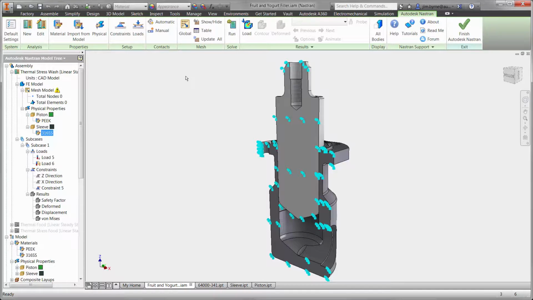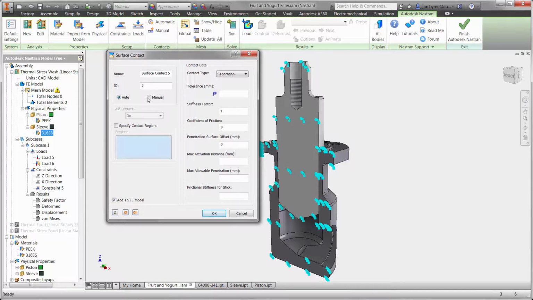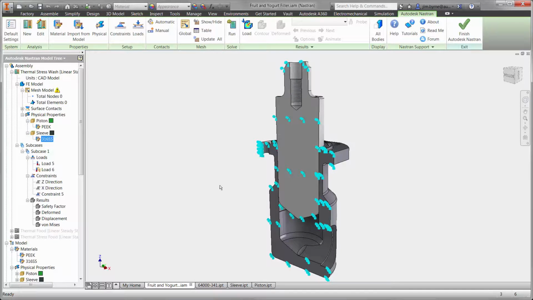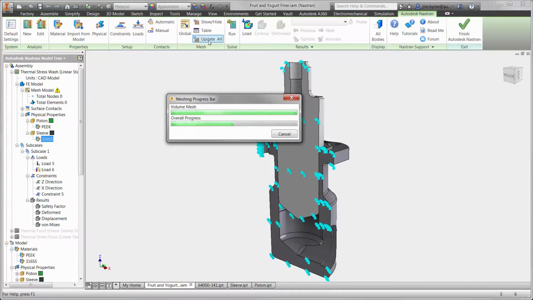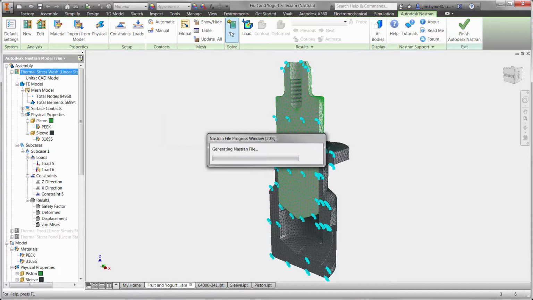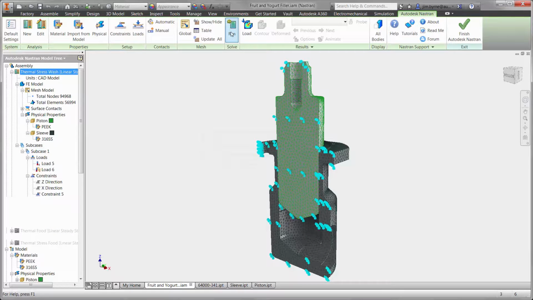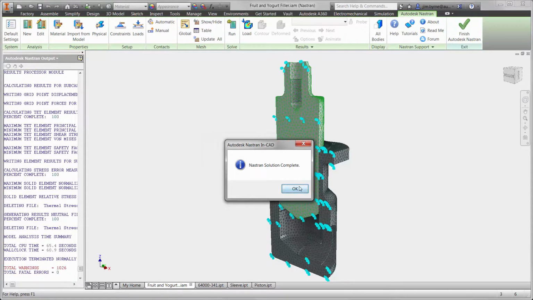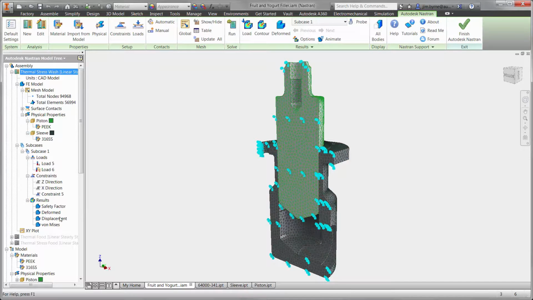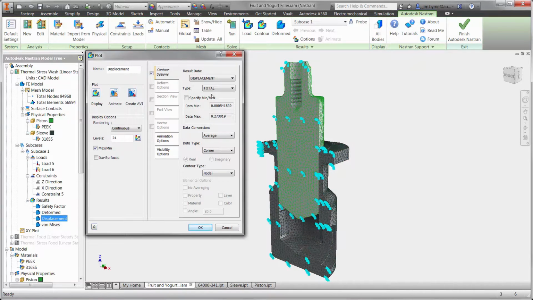Nastran In-CAD provides automatic as well as full manual control over the contact conditions between the components. In this case, there is a small gap between the piston and sleeve. We want to allow the two parts to slide against each other. And finally, let's mesh or divide the parts into several pieces to be analyzed and run the study. Again, we want to understand more about the thermal expansion due to the wash cycle. What kind of impact will it have on the normal operation of the yogurt filling station?